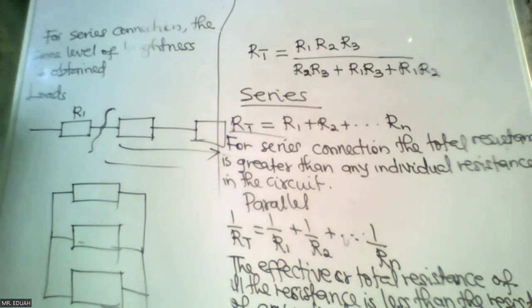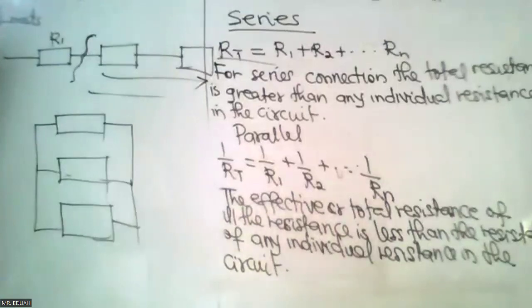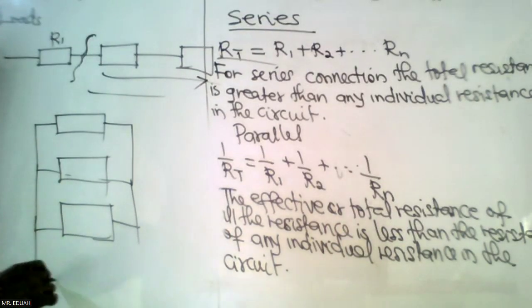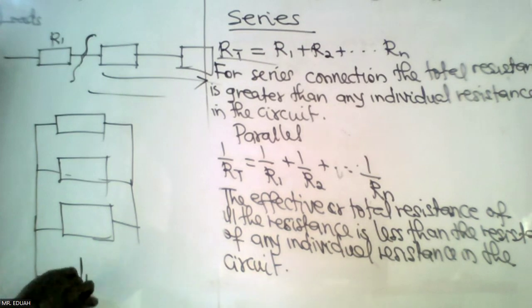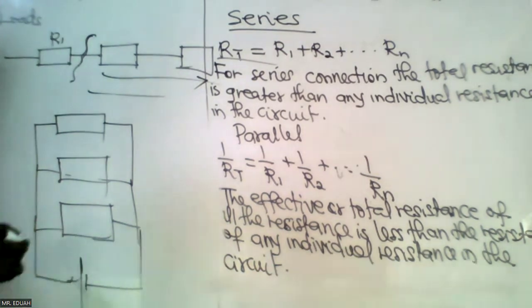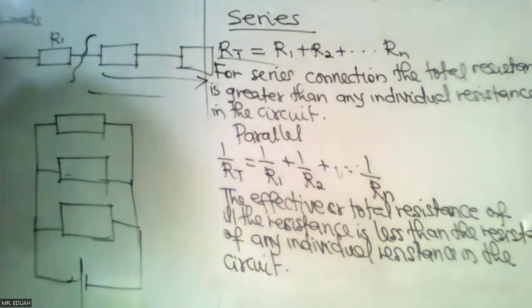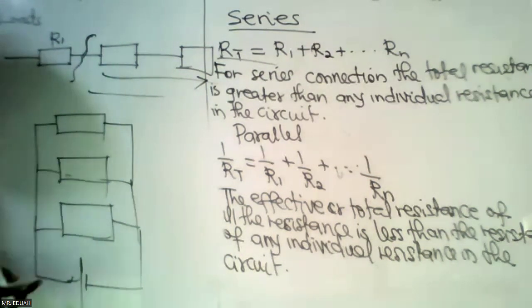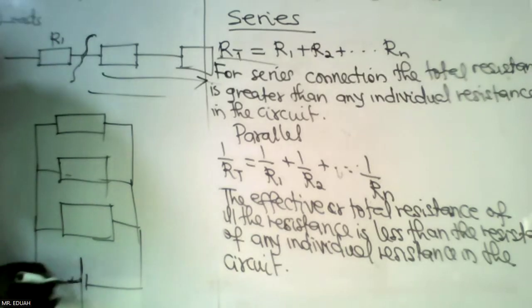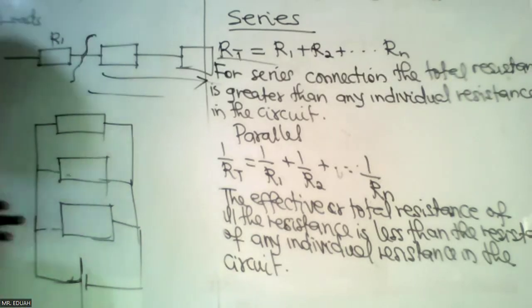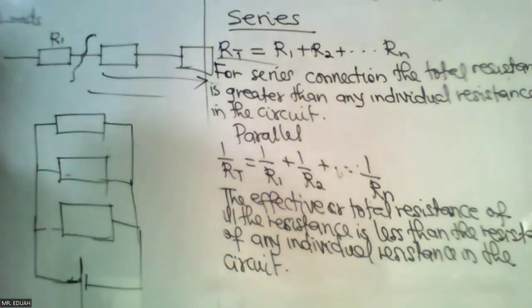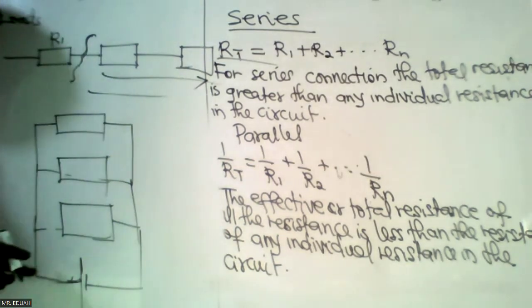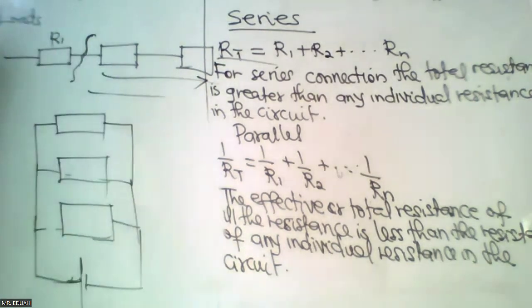Now, the other advantage is that with parallel connection, when there is a problem in one of them, the rest will be able to work. So when there is a fault here, they'll all be disconnected if there is a fault from the source. But if there is a fault from one of them, only that resistor or load is disconnected. The rest will be able to work.